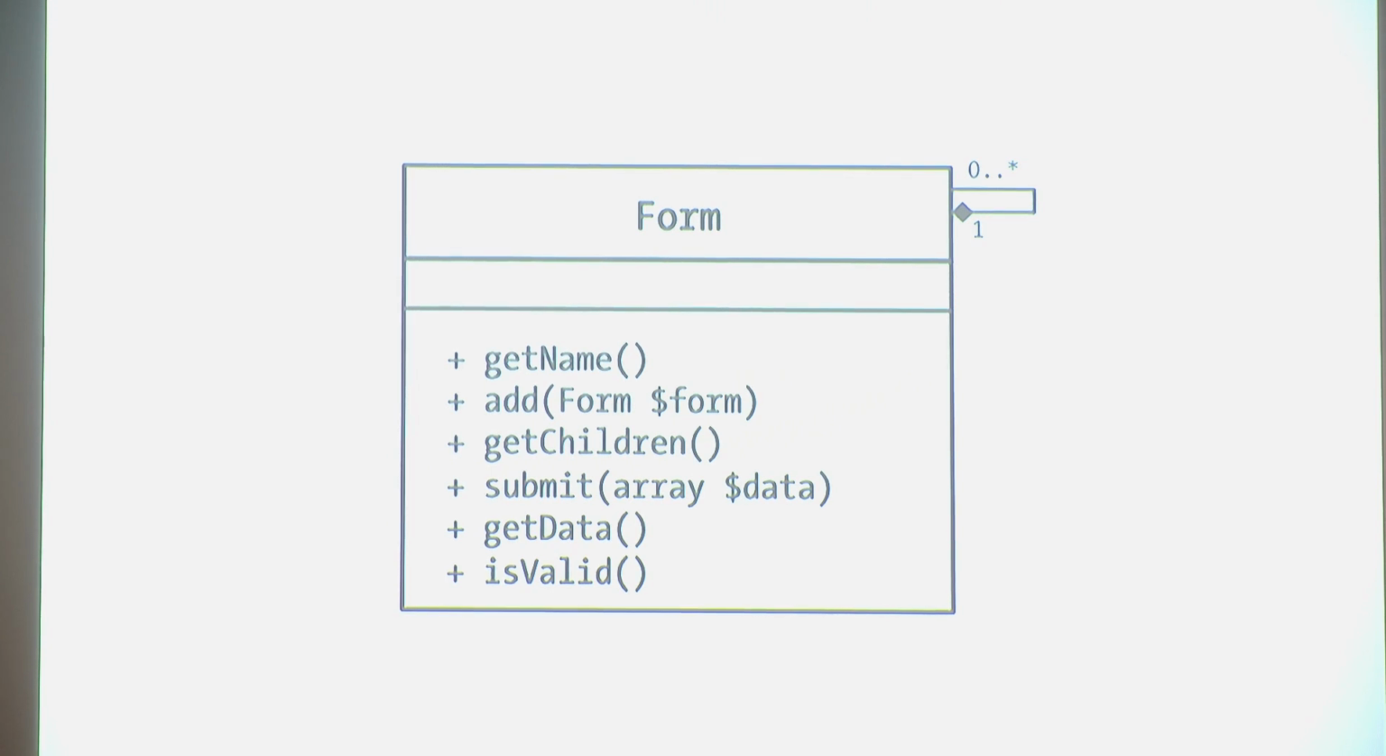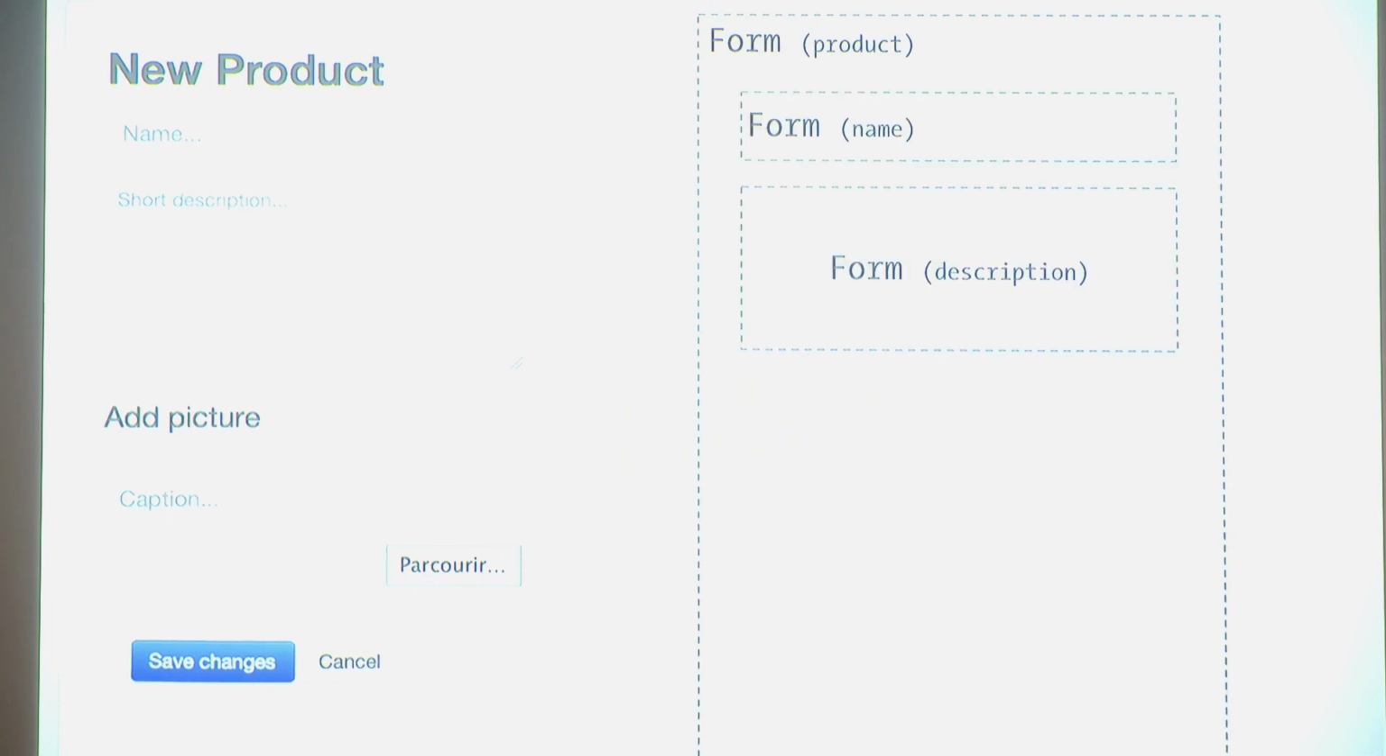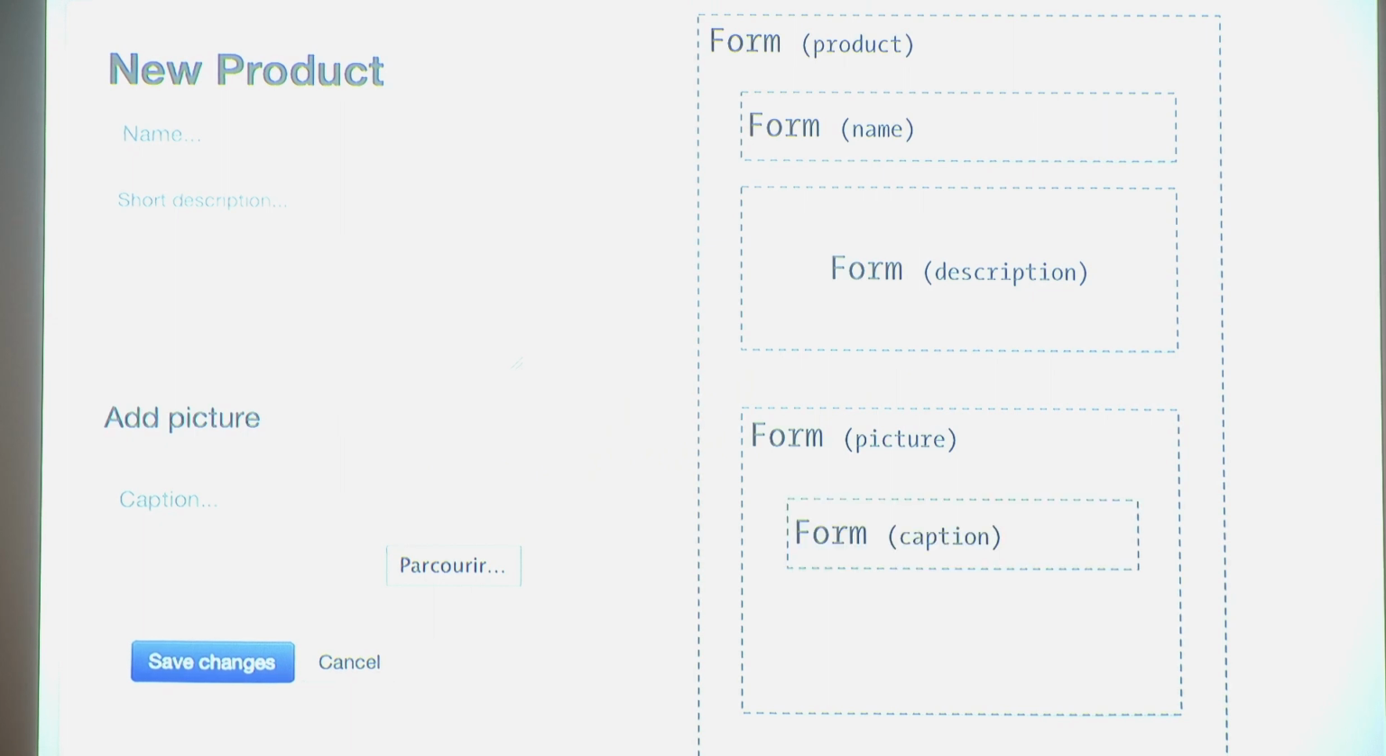As you can see, we have methods like getName, getData, isValid or submit. Whenever you trigger the submit method with the submitted data of the form, this submit method will be invoked on any subforms. So when you create a form system like this one, you have a product form which has a name field, a short description field, and then a picture subform. For each picture, you want a caption and an upload system. So you could design your form with form objects: your root form object embeds a subform for the name field, another form object for the description, and another form for the picture upload system. And this one contains the caption field and the upload file.